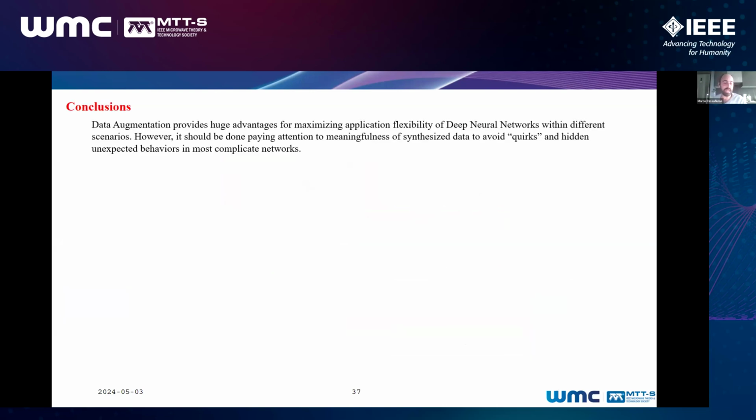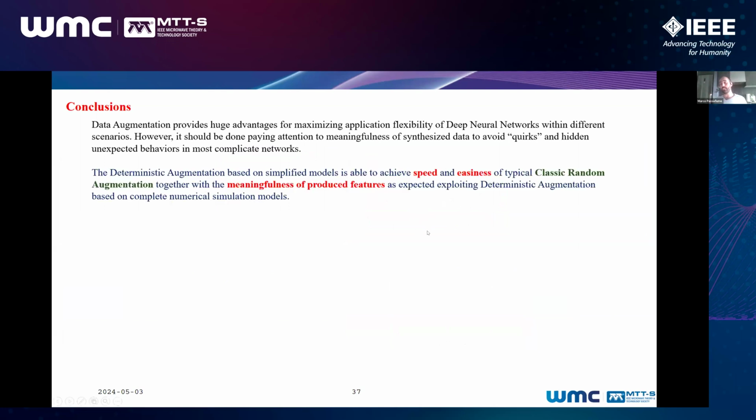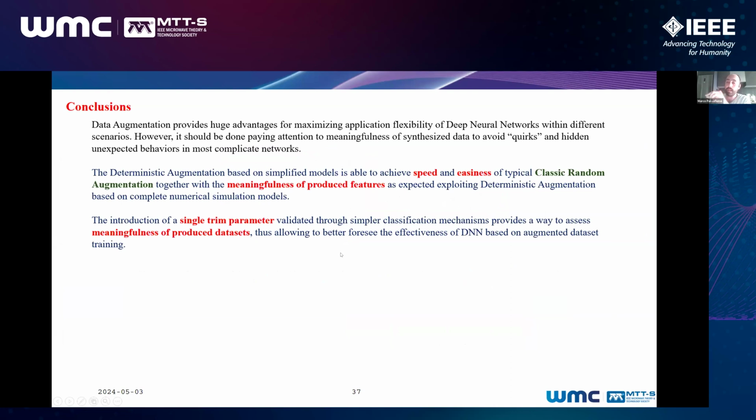So in conclusion, and thank you so much for having accepted me till now without killing me. Finally, the point is that data augmentation is useful because blah, blah, blah. But the point is that we must pay attention to the meaningfulness of synthesized data. Okay, that's the main important point. And of course, simplified models can achieve speed and robustness, keeping the meaningfulness of the produced features. A single trim parameter is very useful because it's something really easily optimizable. And that's not a secondary thing, because you can put a cost function related to one variable. Imagine the advantages of this from an implementation standpoint.